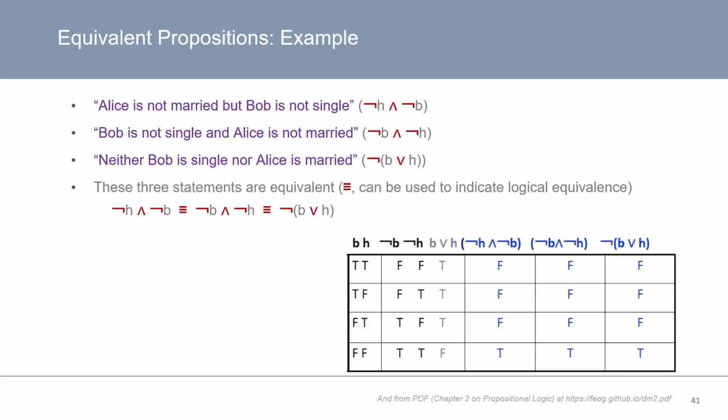All 3 of these statements are equivalent, as can also be demonstrated by the truth table below, where the truth values for all 3 interpretations are the same. Note that the symbol comprising 3 horizontal lines often is used to denote equivalence, as we've already seen used a couple times in this lecture.